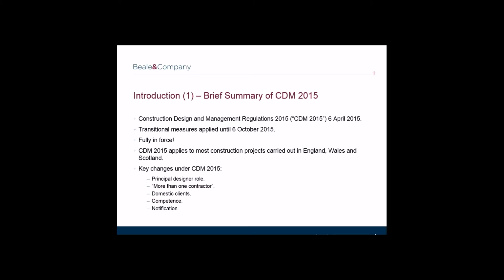CDM 2015 covers almost all construction projects in England, Wales and Scotland. Construction work has a wide definition under the regulations. The generic definition is that it means the carrying out of any building, civil engineering or engineering construction work. This includes construction, refurbishment, maintenance, demolition and dismantling, replacement, site clearance, intrusive investigation, M&E installation, removal or repair of services fixed within or to a structure.